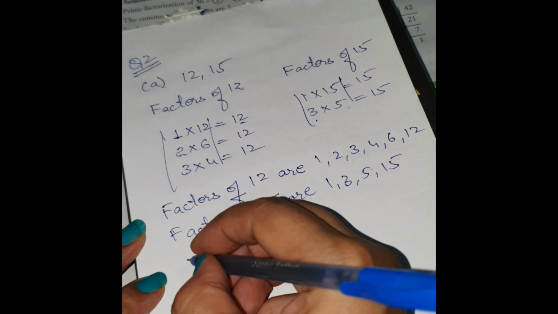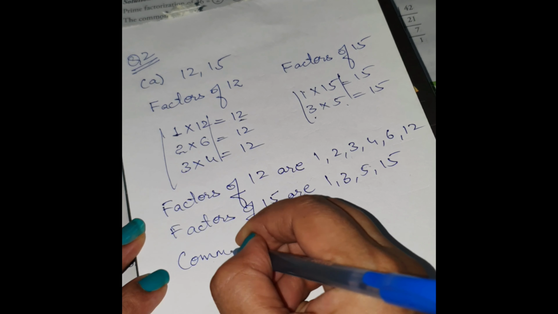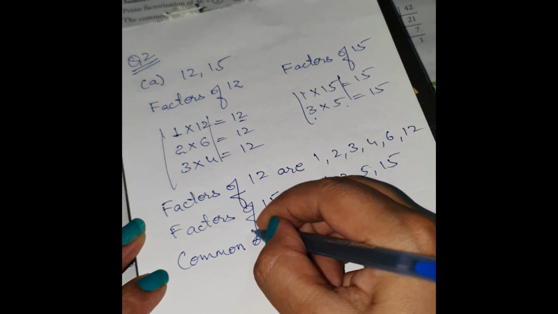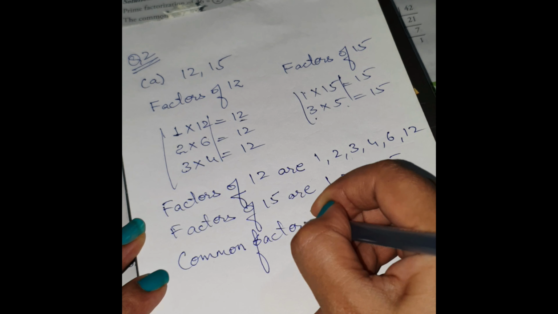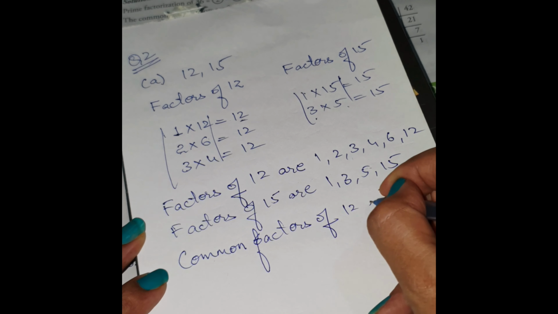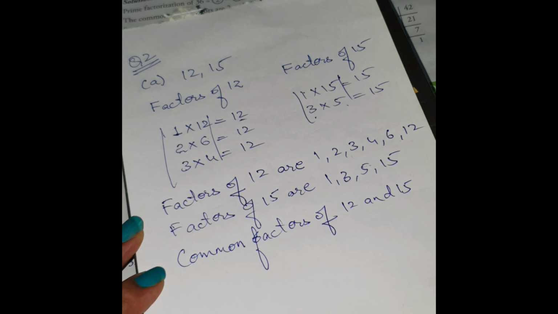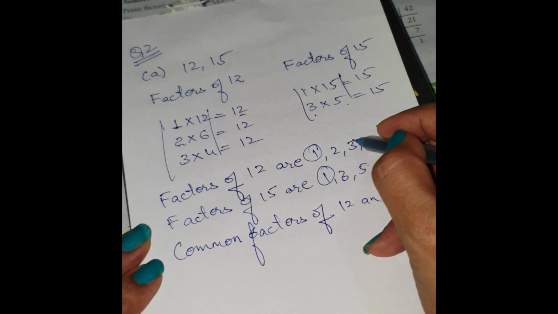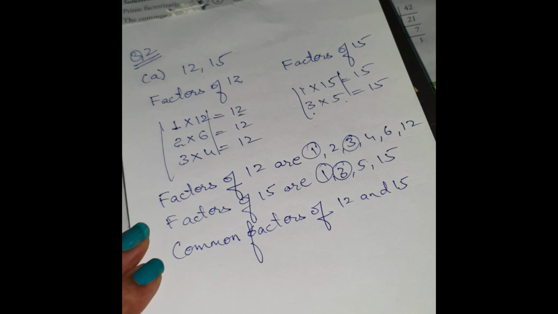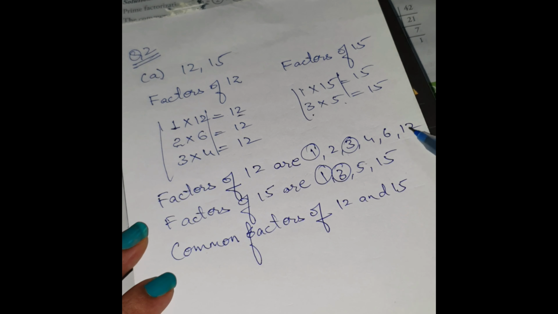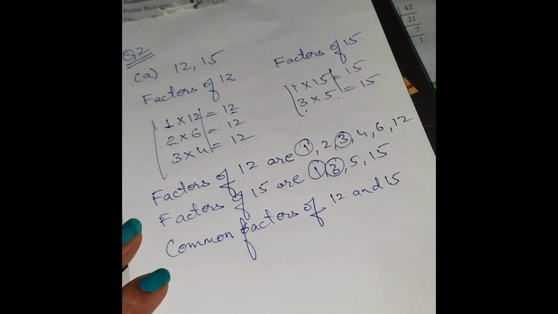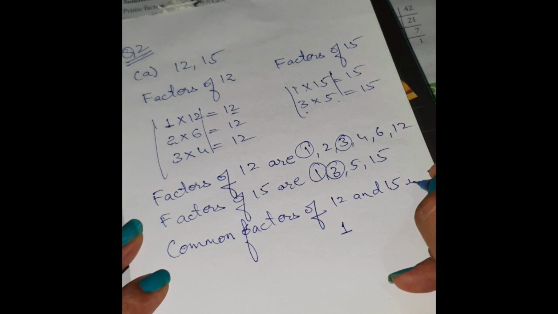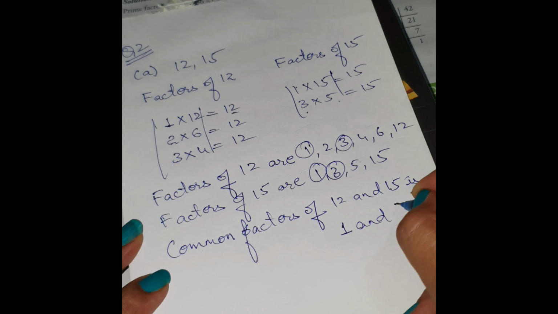Now, you have to write the common factors of 12 and 15. So, the common factors of 12 and 15 will be 1, which is coming in both, and then number 3 is coming in both. Nothing else is common, you can see. So, the common factors of 12 and 15 are 1 and 3.